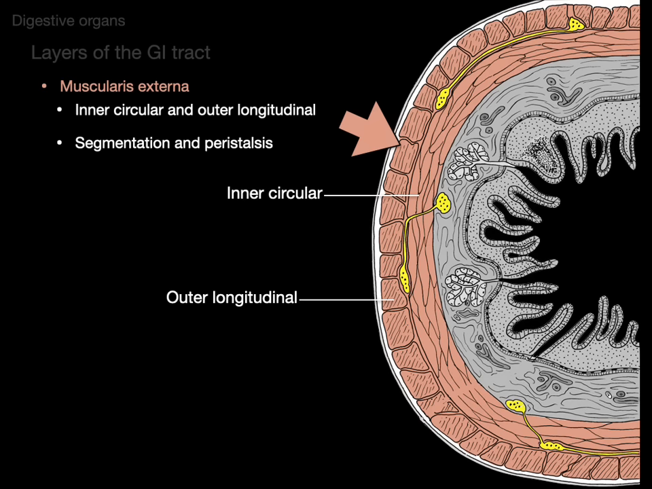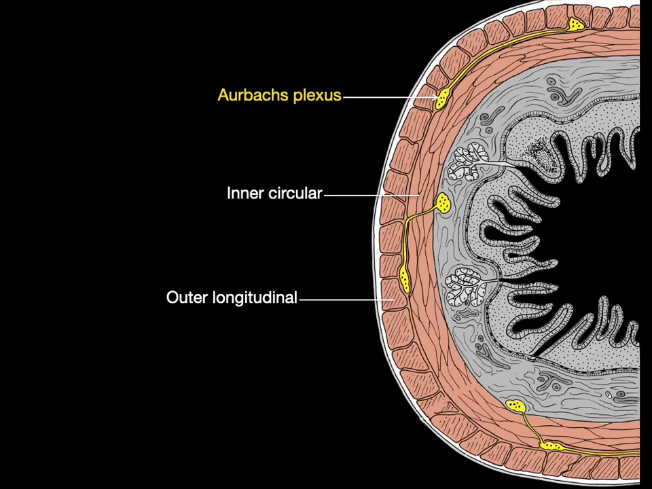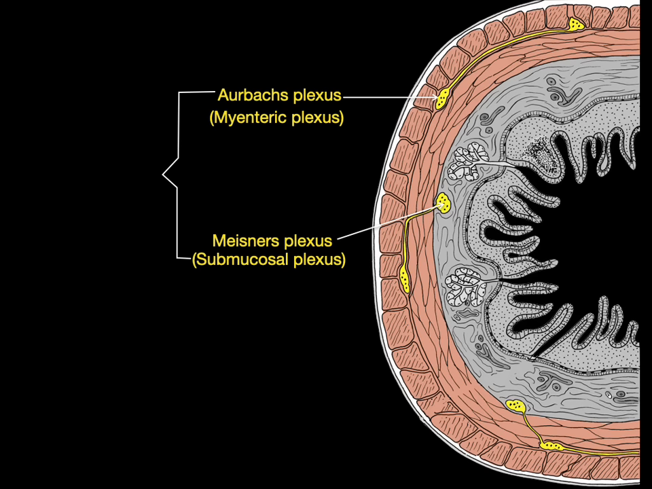Notice between the inner circular and outer longitudinal layers is this nerve. It's a neuronal cell body, and we call that Auerbach's plexus or the myenteric plexus. And then deep to the inner circular, there's another one, we call that Meissner's plexus or the submucosal plexus, because it is between the inner circular layer and the submucosa. These are describing autonomic neurons that line the GI tract that help with its functioning.